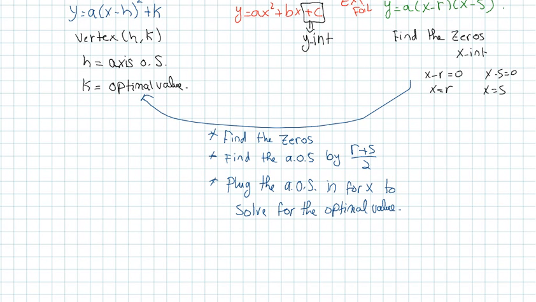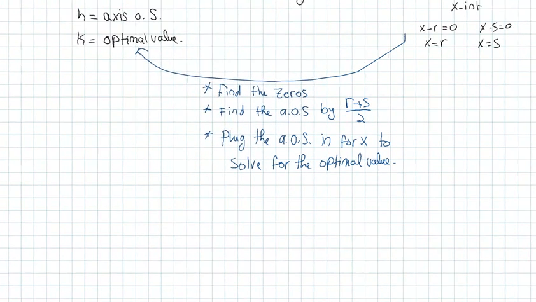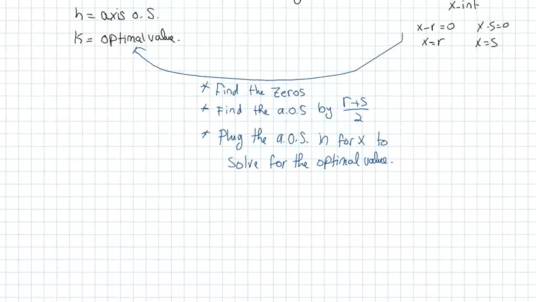So the axis of symmetry and the optimal value are your vertex, right? That's right. The axis of symmetry and the optimal value are going to give you your vertex. How can you put it in vertex form now? So now you're going to use your axis of symmetry, which is h, and replace it in for h and k, right?